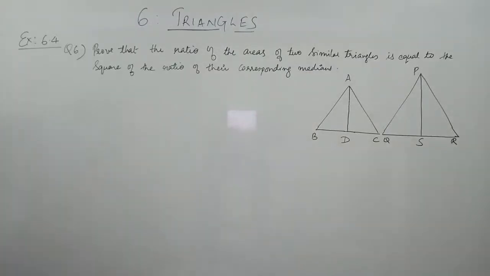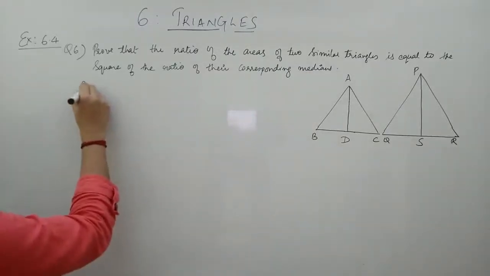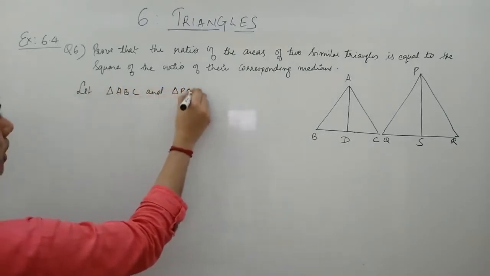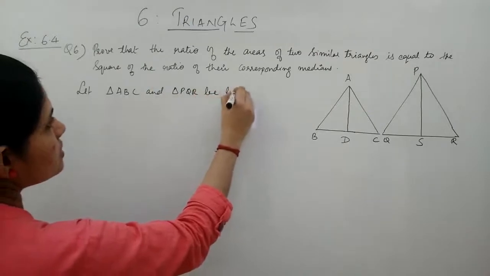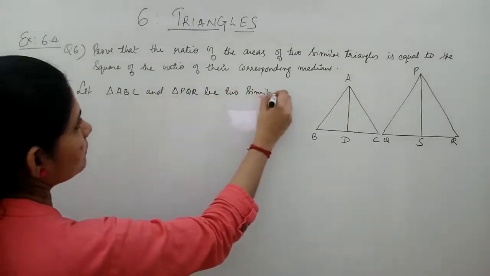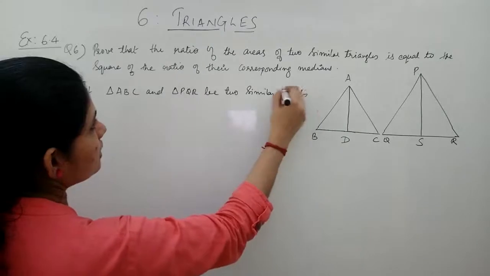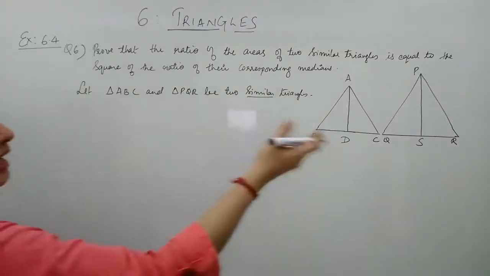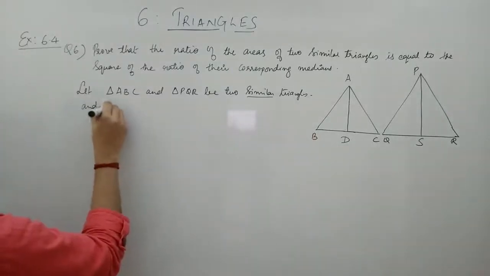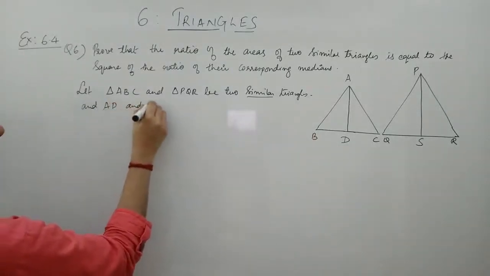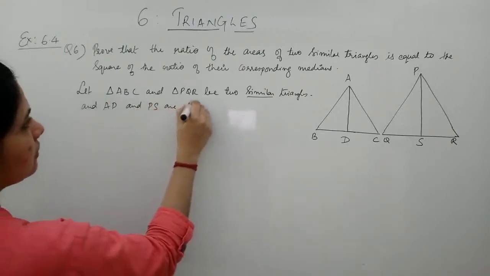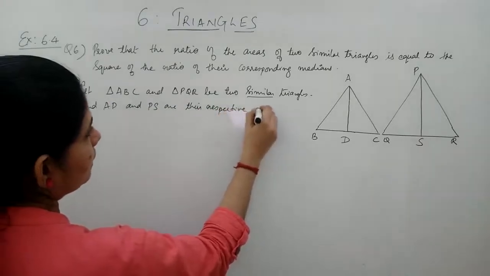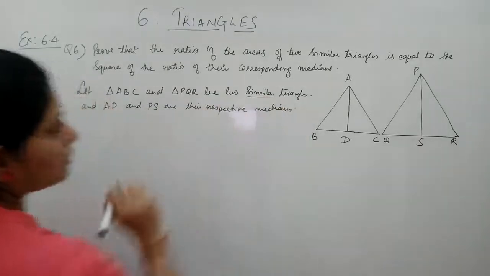Okay, so first starting with, let triangle ABC and triangle PQR be two similar triangles. So that is important. You have to mention that they are similar triangles. Okay, and AD and PS are their respective medians. Okay, respective medians. This much you have.